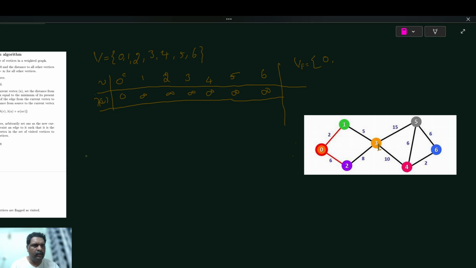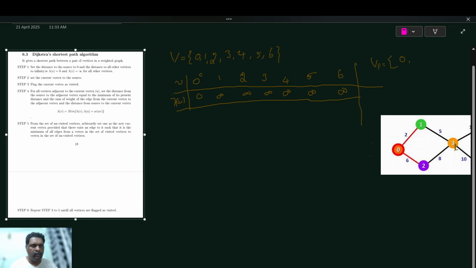Now we move on to our algorithm. For all vertices adjacent to the current vertex, set the distance from the source to the adjacent vertices equal to the minimum of its present value and the sum of the distance and the weight of the edge from the current vertex to the adjacent vertex.